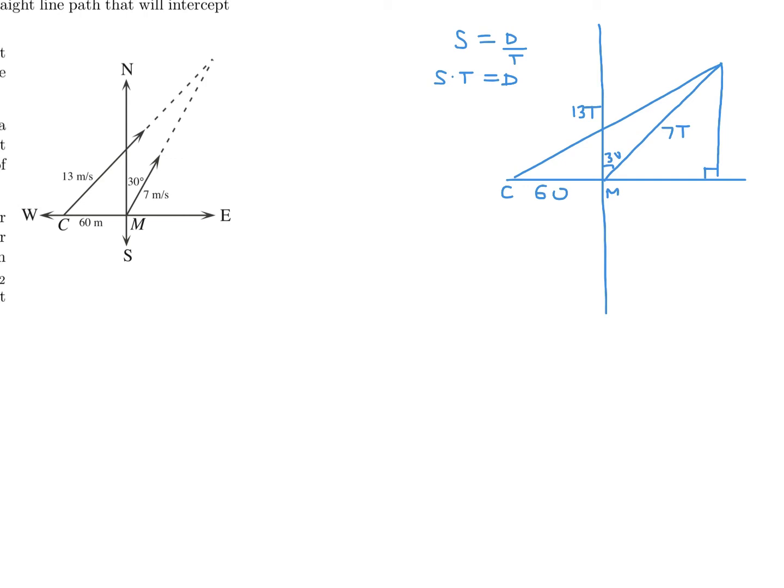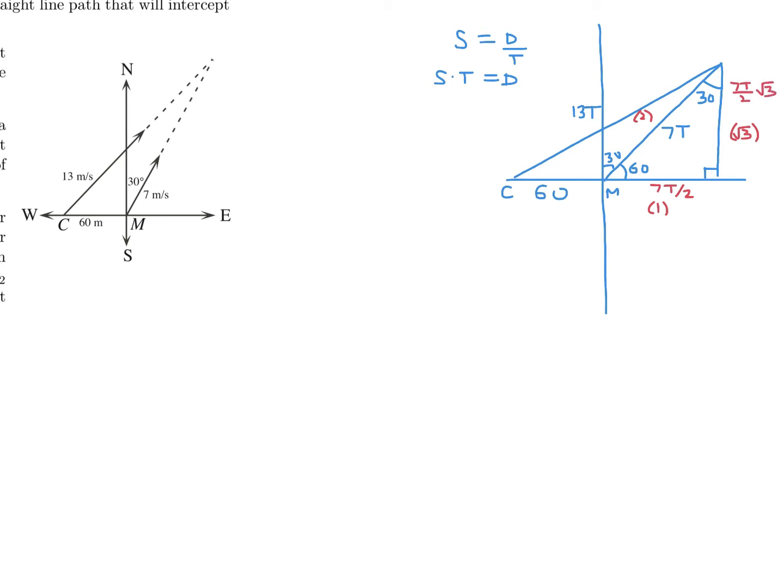And let's see what else I can do. This is 60 degrees. And since this is 90, this would be 30 degrees. So we got a 30, 60, 90 triangle. And the ratio of the sides of a 30, 60, 90 triangle, hopefully by now you know, are 1, 2, and root 3. So that means if this is 7t, then this will be 7t divided by 2, because the ratio is 2 to 1. And similarly, this distance would be 7t over 2 times root 3.